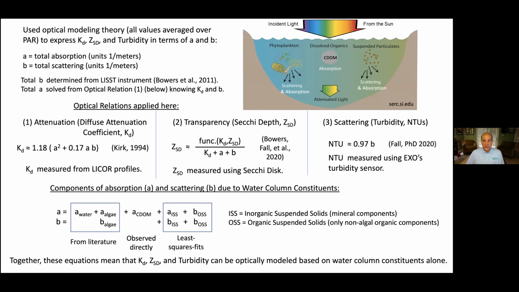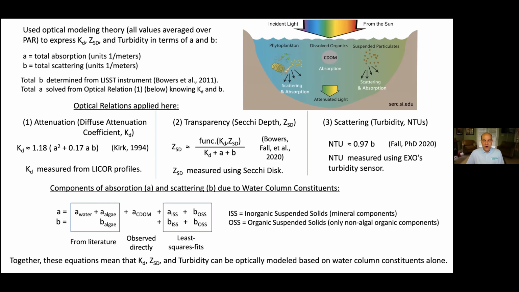Optical relation 2 for transparency was used to solve for Secchi depth, and optical relation 3 was used to solve for turbidity in NTUs. The final model derivation step is to break down total absorption and total scattering into the contributions due to their individual water column constituents.